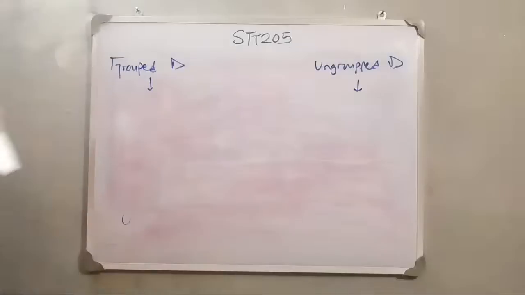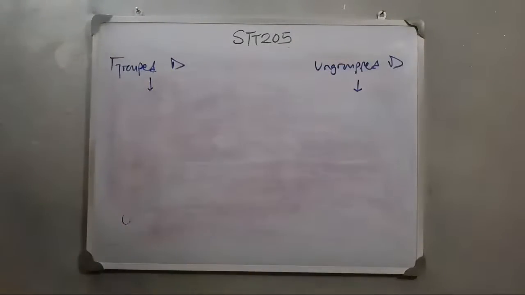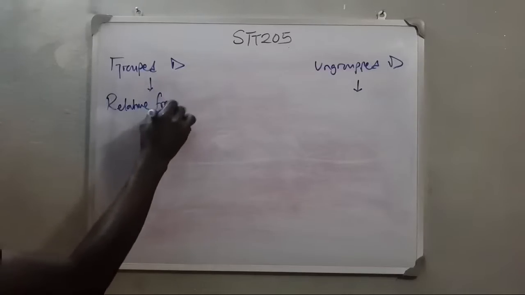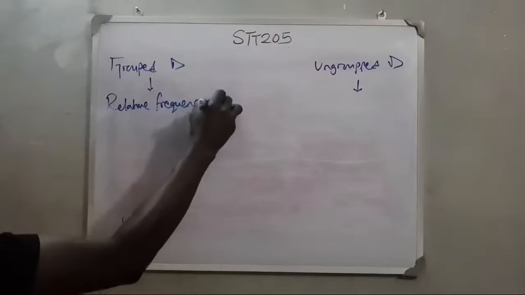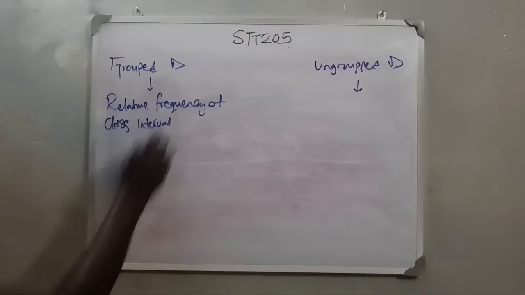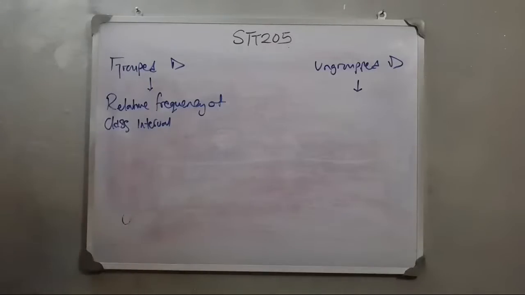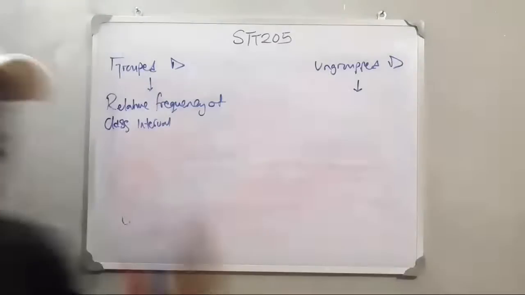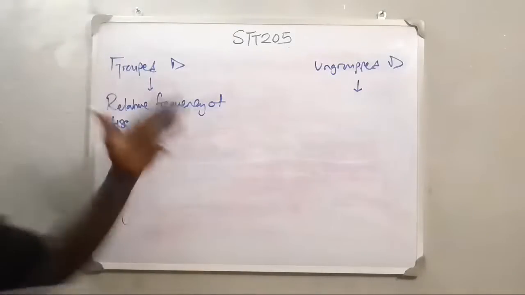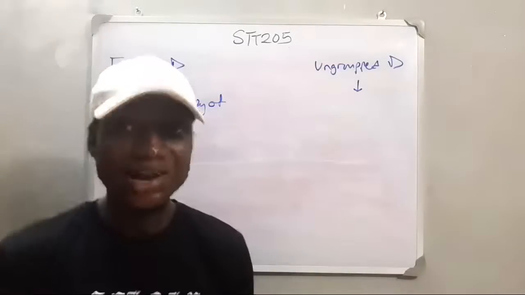Okay, speaking of which, now for the group data, they are relatively what? Relative frequency of class interval. Just like what I said earlier on, don't get it all twisted up. Just follow the process and grab it. We'll understand better when we are doing the calculation.